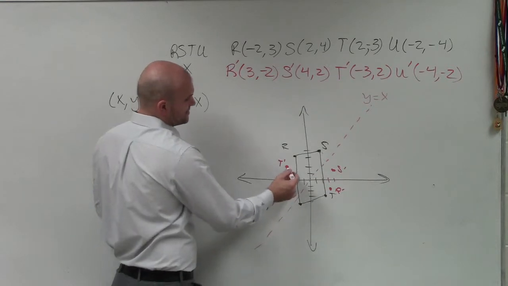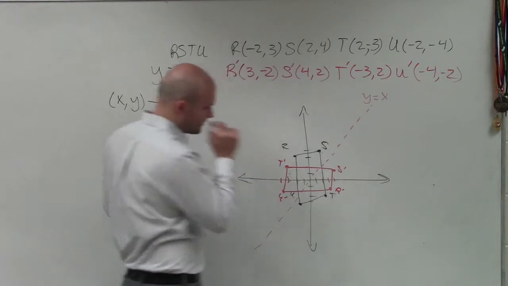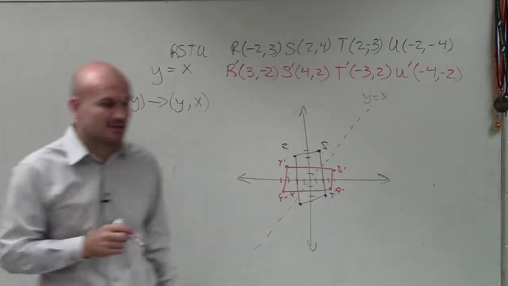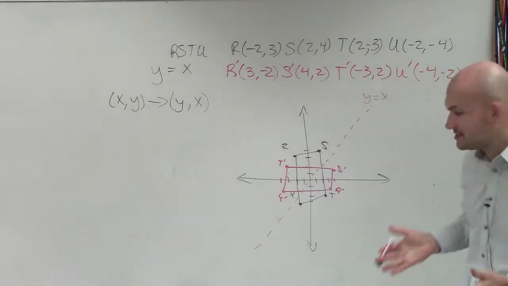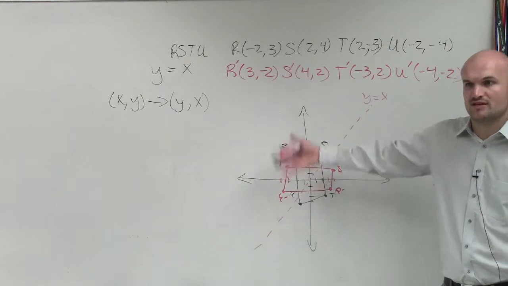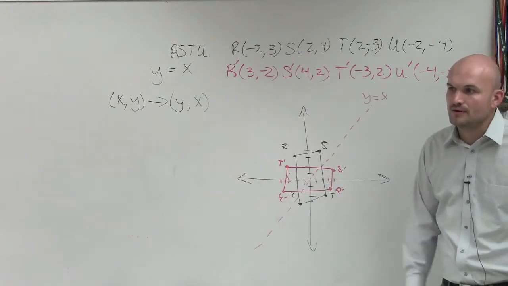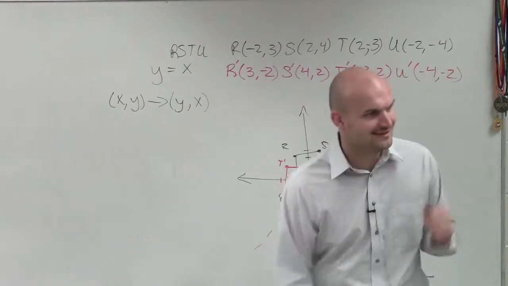Now I can connect these. OK? I know, guys, I'm not doing the best job because I don't have a coordinate grid. But can you guys see how this is reflected over this line on that graph? You guys see how that's reflected over that line, y equals x? OK? So that's all you simply do to reflect over the y equals x line.